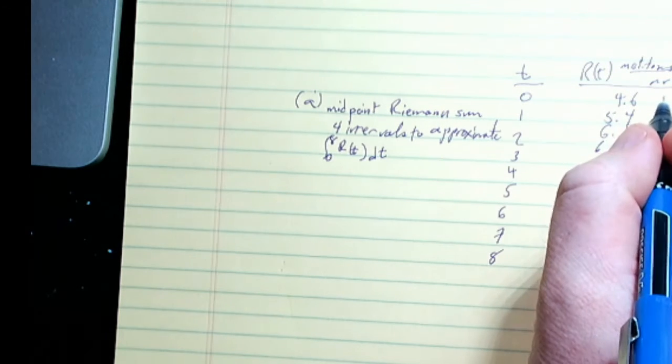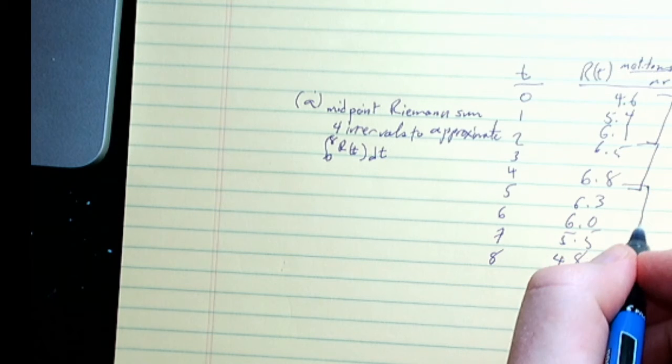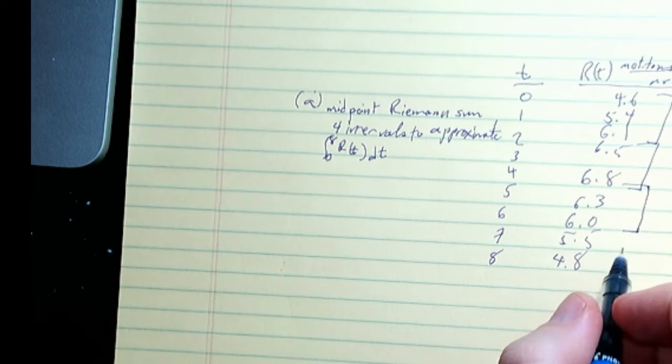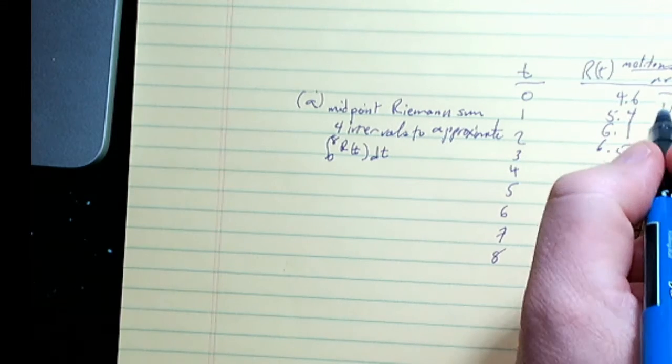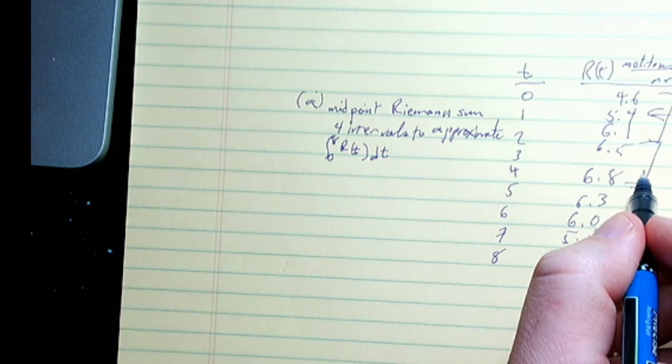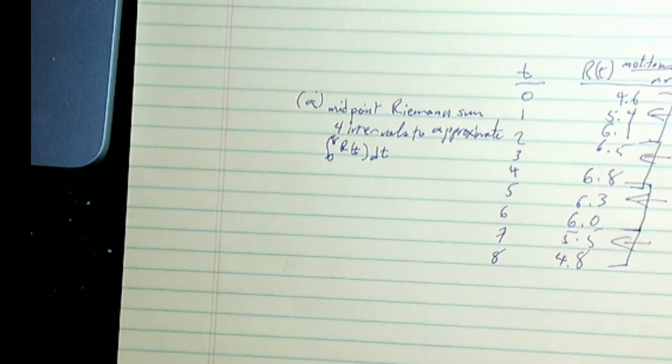Well, 4 intervals means 0 to 2, 2 to 4, 4 to 6, 6 to 8. Midpoint means you use the midpoints of each interval. So we use 1, 3, 5, and 7 as our values. And we just write this thing as a sum, as if we were just drawing rectangles up to the middle of each interval.